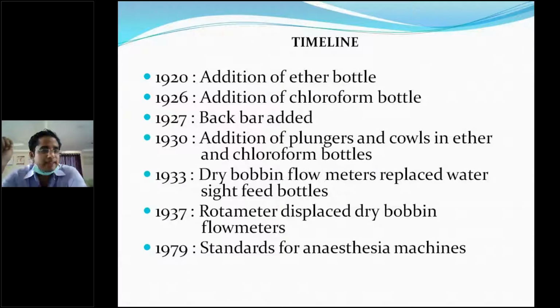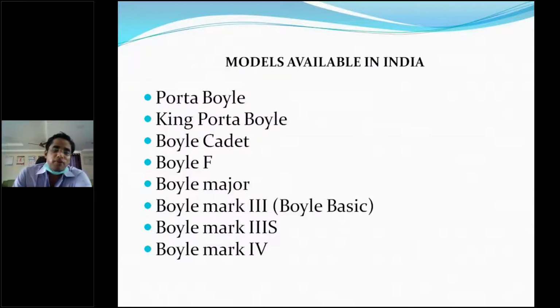In the year 1933, a dry bobbin flow meter replaced the water sight feed bottles. A dry bobbin flow meter is used even on today's machines. In 37, the rotameter was introduced, and in 1979, they introduced some standards for anesthetic machines. So these are the models which are available in India, just for information's sake.